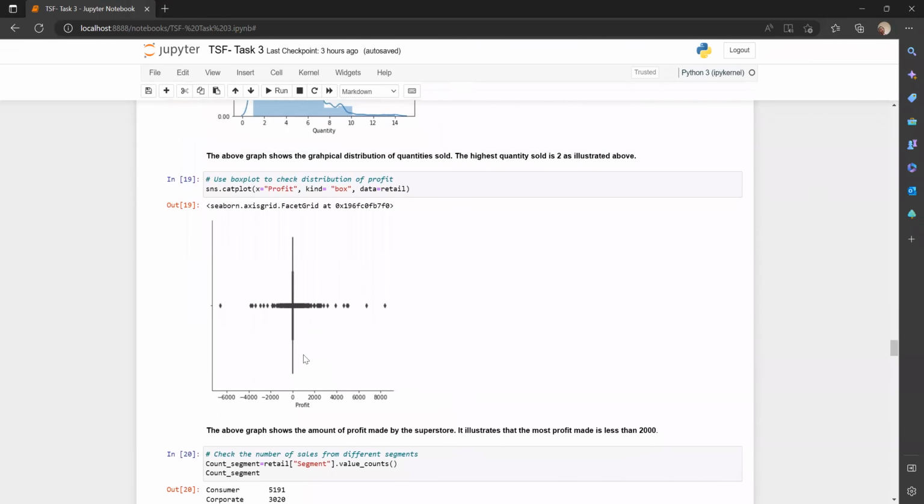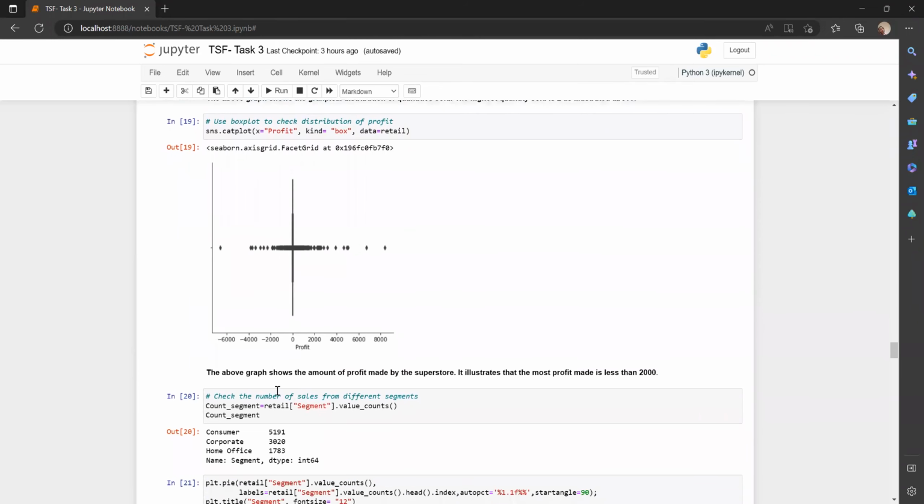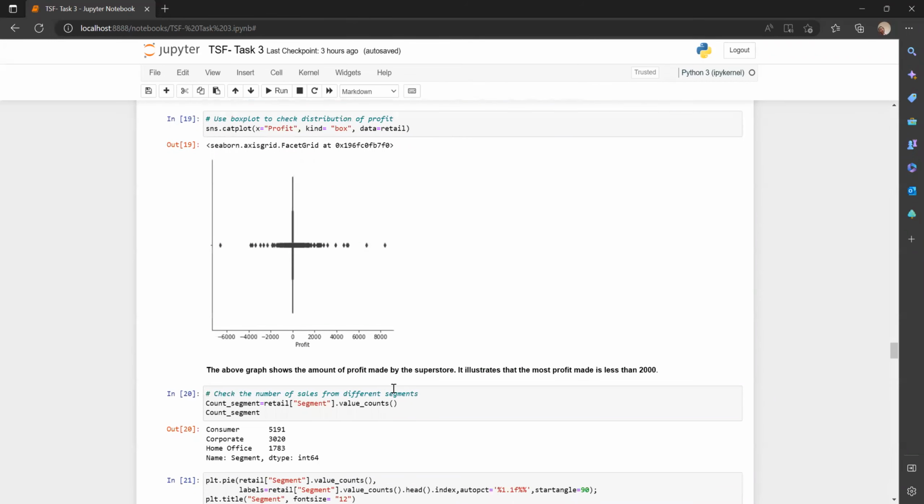Next thing I did was to use box plots to check for the distribution of profits. From the above graph, we can see the amount of profits made by the Superstore, and it is illustrated that the most profits made is less than 2,000.